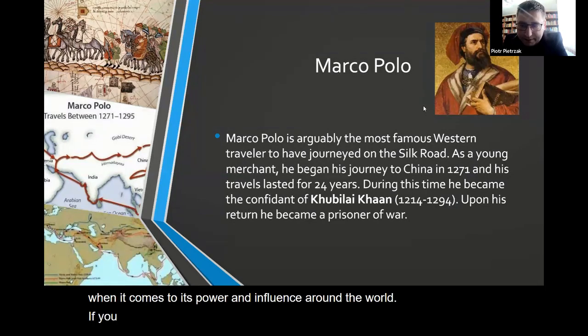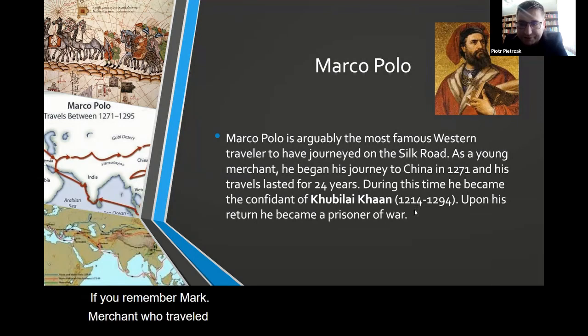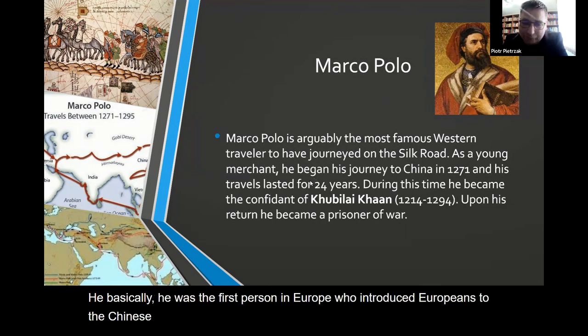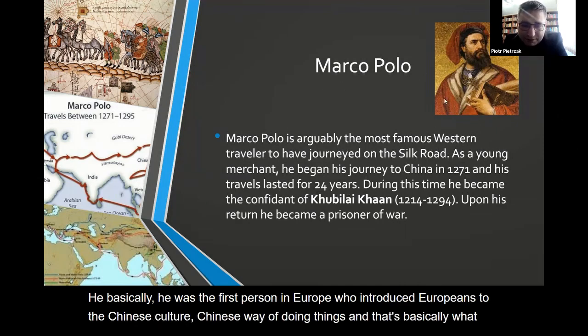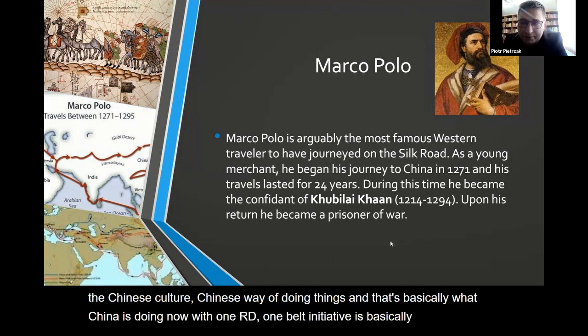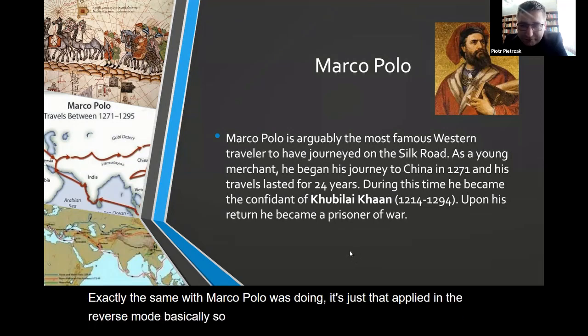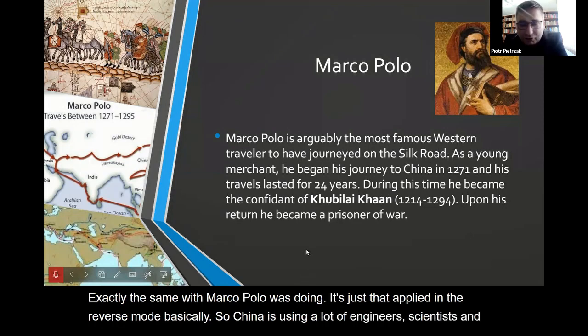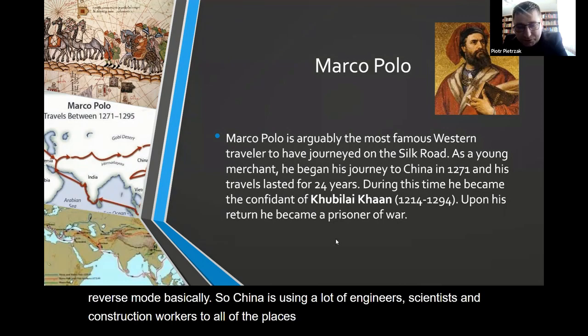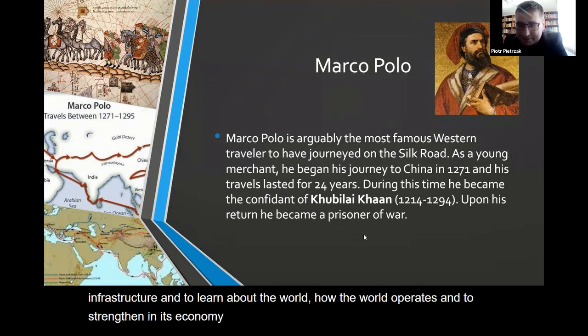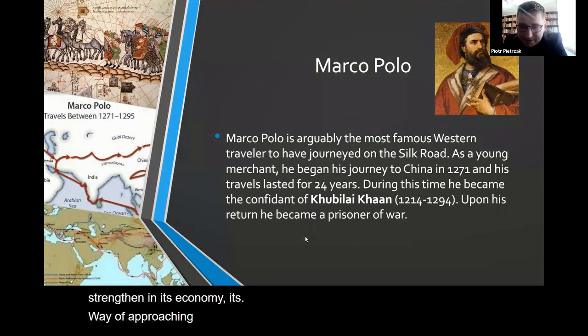If you remember Marco Polo, the merchant who traveled in the 13th century to China, he was the first person in Europe who introduced Europeans to the Chinese culture, the Chinese way of doing things. And that's basically what China is doing now with the One Road, One Belt initiative, exactly the same as what Marco Polo was doing. It's just applied in reverse mode. So China is using a lot of engineers, scientists, and construction workers in all of the places around the world to build infrastructure and to learn about the world, how the world operates, and to strengthen its economy, its way of approaching technology, and it's adopting all of the modern technology very keenly.